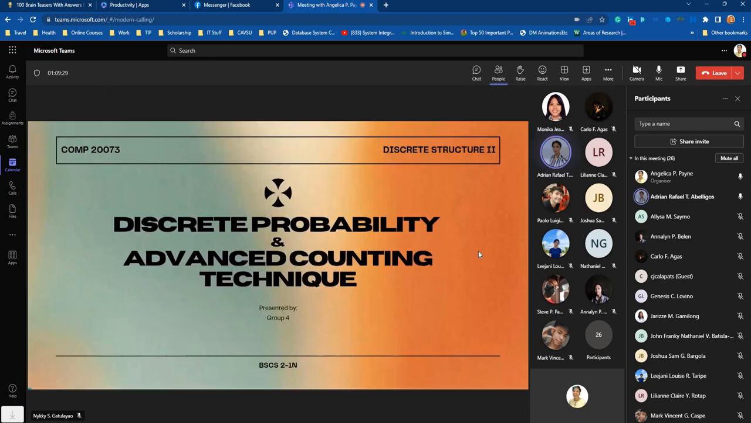Ayan. Good morning to everyone. We are the group 4 and we're going to discuss discrete probability and advanced counting techniques, which are chapters 7 and 8 from the book. Next, please.